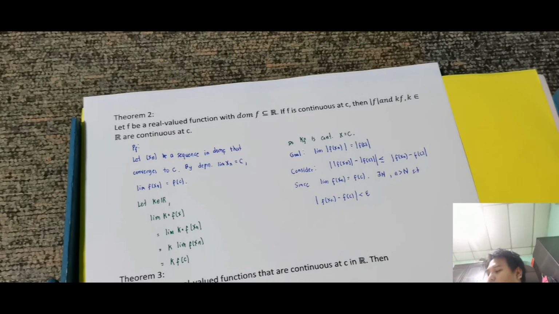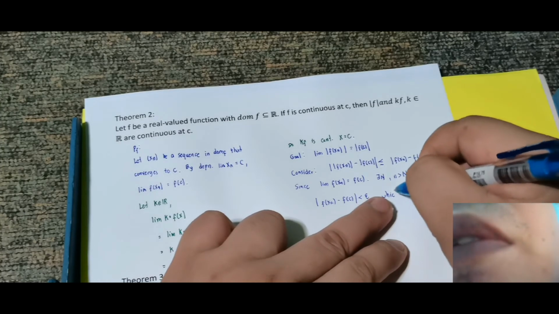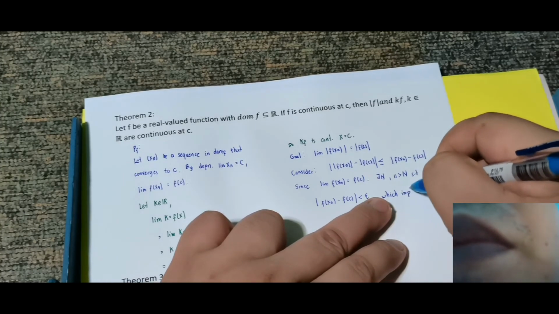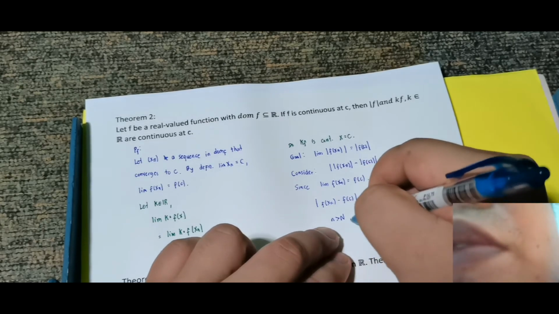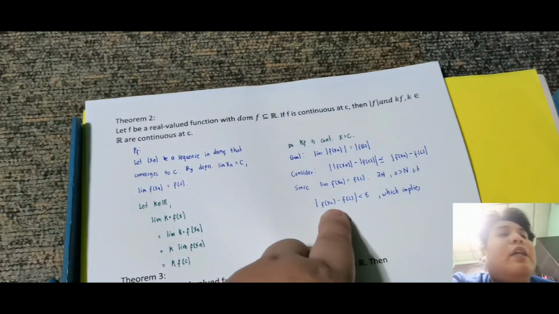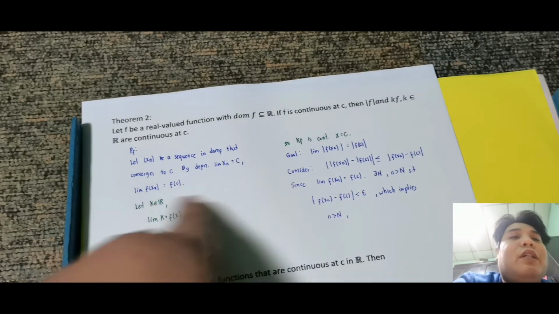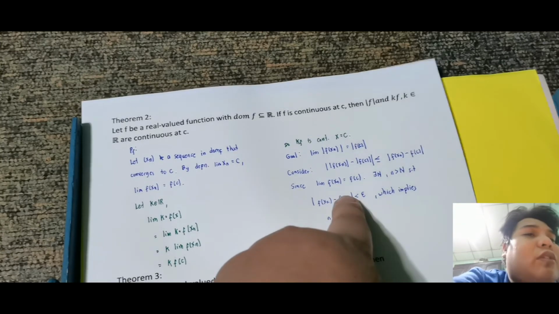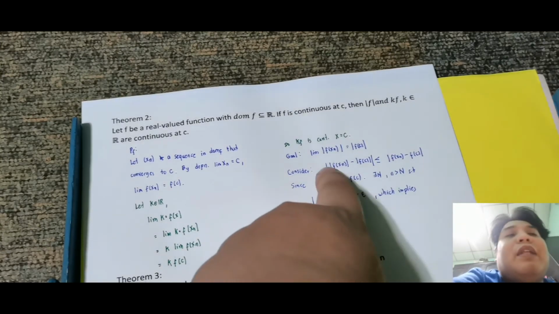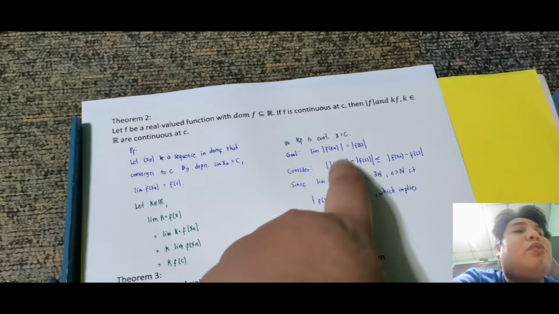Since ganyan, this implies that for n greater than n, we have ito. Ito ay continuous na dahil nga dito. Ito yung definition ng converging sequence. Ayun yung definition dati. Okay, since totoo to, therefore pwede natin i-revise kasi mas malaki lang siya dun. Kumbaga, ako continuous, may mas maliit sa akin something. So alam ko continuous din yun.